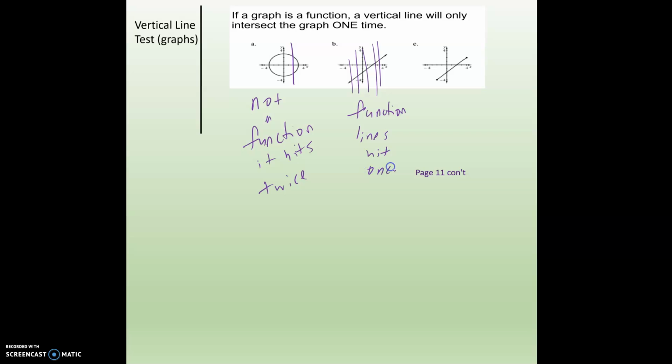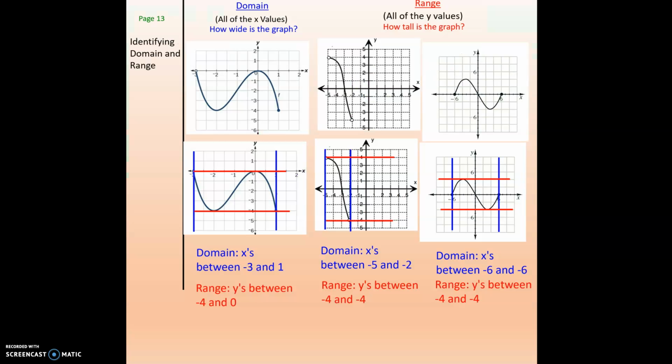They touch the graph only one time. Same with this one over here. It is a function. Lines hit once. All right, let's roll on. Once again, pause, guys, at any time so you can copy stuff down. You can back it up real quick and easy.